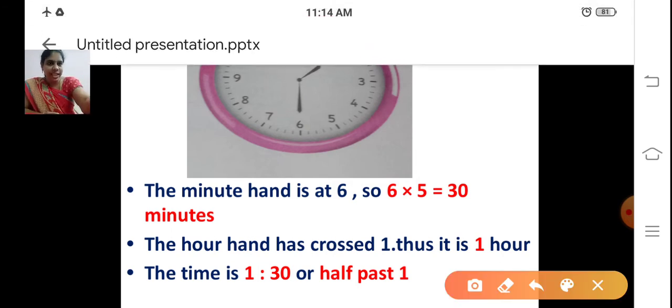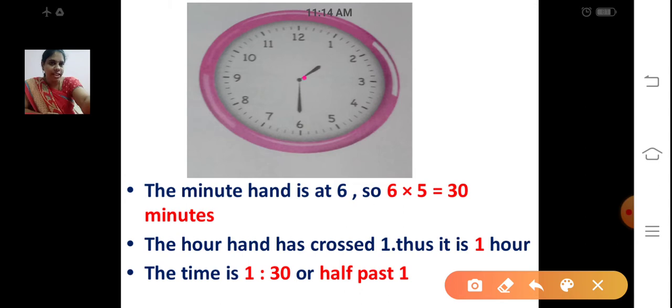So how will you write the time? Where is the hour hand, the smaller hand? It is at 1. It didn't fully reach 2. It is in between 1 and 2. As it crossed 1 fully, we have to take only 1. So write 1.